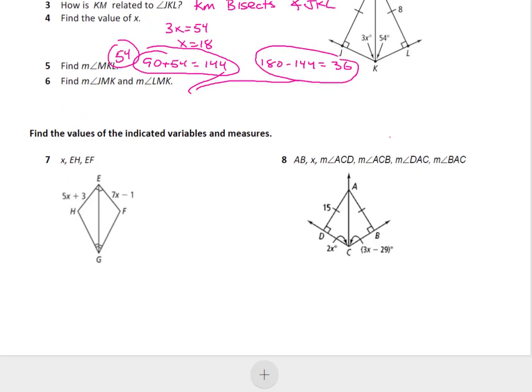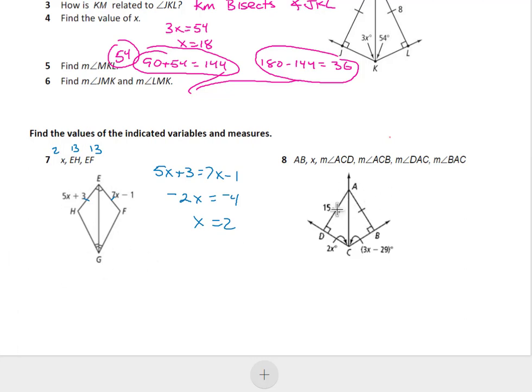Find the indicated variables and measures. See what we got. We can see that these two are going to be congruent to each other. So 5x plus 3 equals 7x minus 1. Take away 3 from both sides, and take away 7x from both sides. Minus 2x is equal to negative 4, divided by negative 2, x is equal to 2. And so we found x is equal to 2. To find EH, 5 times 2 plus 3 is 13. And to find EF, 7 times 2 is 14. 14 take away 1 gives us 13.